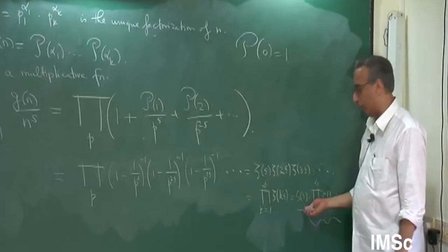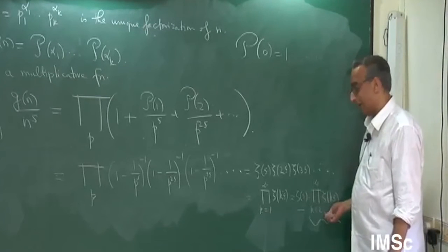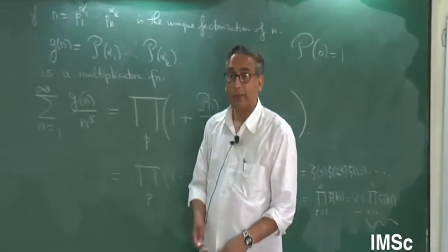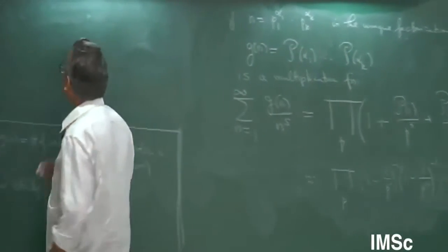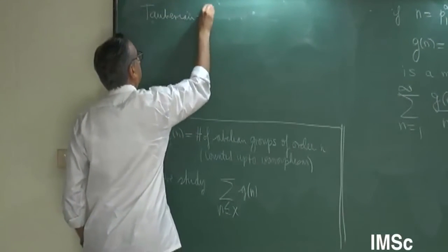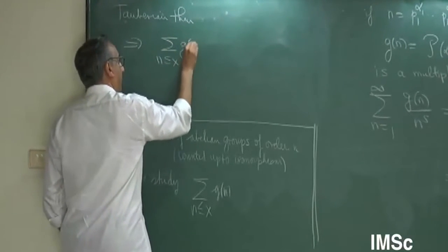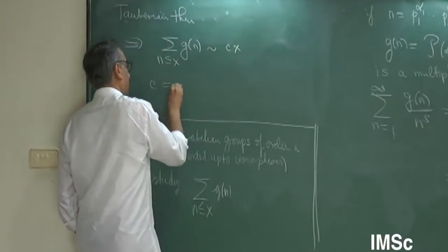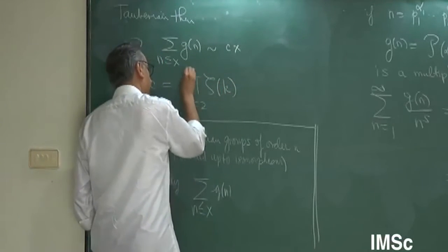So here we are. This guy's got a pole at s equals 1. This is analytic, and I know exactly what the residue is. It's the product of the Riemann zeta functions at k equals 2 to infinity. So without any work, I can now apply the Tauberian theorem. It implies that the summation over n less than x of g of n is asymptotic to c times x, where c is the product of the Riemann zeta functions from 2 to infinity.